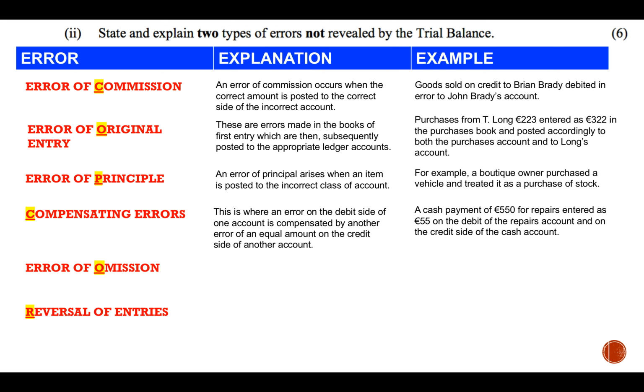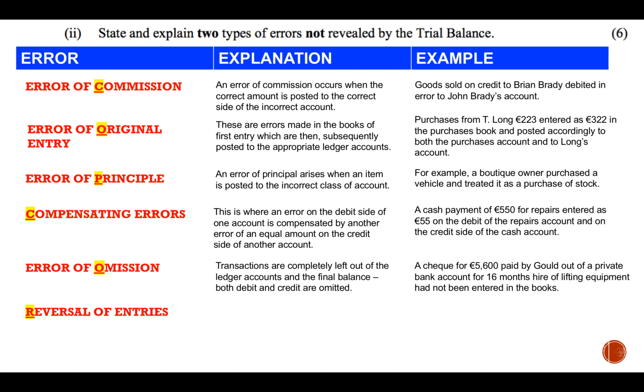Error of omission is next. Transactions are completely left out of the ledger accounts and the final balance. Both the debit and credit are omitted. An example, a cheque for 5,600 paid by Gold out of a private bank account for 16 months hire of lifting equipment had not been entered in the books.